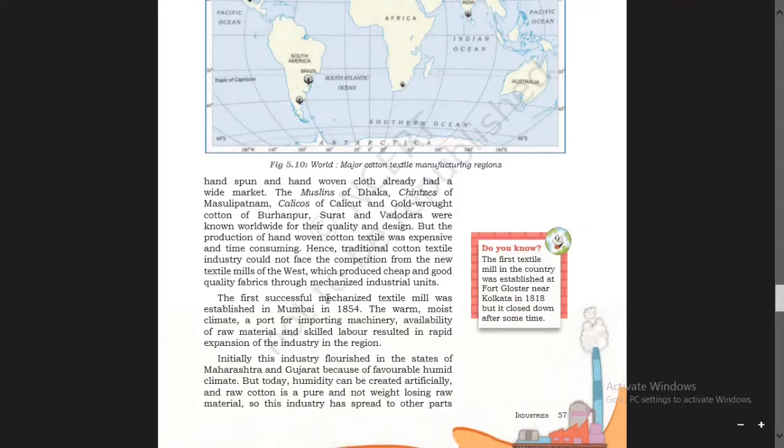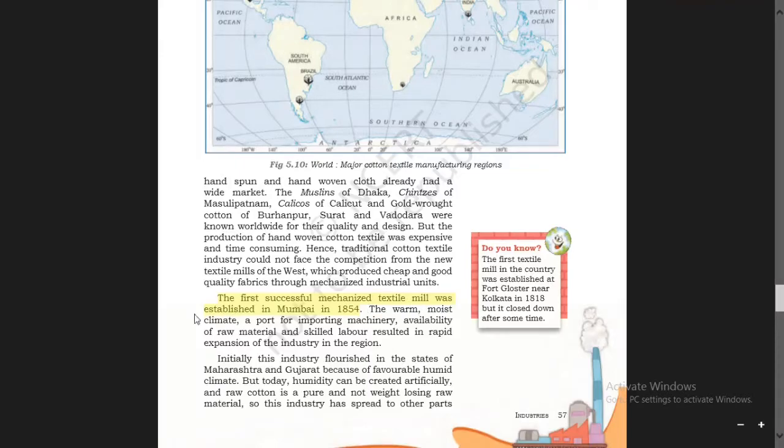The first successful mechanized textile mill was established in Mumbai in 1854. Come on, underline this one also. When was the first successful mechanized textile mill established in our country and where?